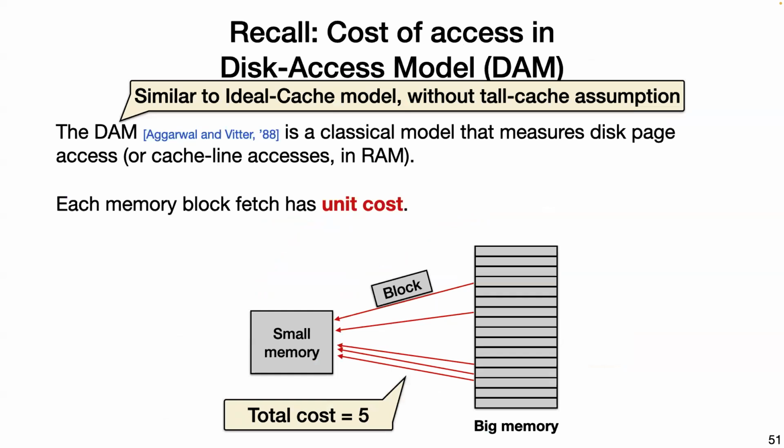One way to model that, though not perfectly, is caching models, which we talked about a while ago. In caching models, you have two levels of memory, small memory and big memory, and you transfer data in blocks between them. One block transfer has 1 unit cost in this model. In the DAM, the disk access model, which is the simplest caching model, every block has one unit cost, no matter where it is in memory, whether it's contiguous or not. So here you transfer 5 blocks and the total cost would be 5.